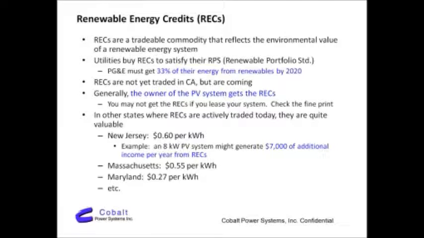But here's some examples of states where RECs are actively traded today. New Jersey is leading the pack, 60 cents per kilowatt hour. So a little further on, we'll talk about an 8 kilowatt example. That might generate in New Jersey $7,000 a year of income to whoever owns the solar system, and that's forever. So that's pretty significant. Now, of course, these are tradable, so they might go up, they might go down. Honestly, they probably will go down. Massachusetts and Maryland are a couple other examples.